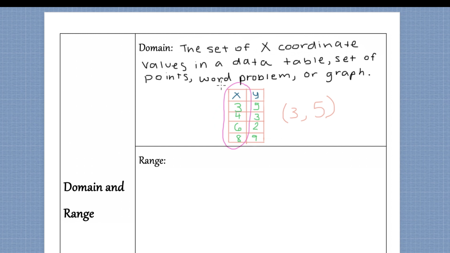And so the domain of this would be 3, 4, 6, 8. So let me write that out here. And you will write them in these parentheses. So they will be 3, 4, 6, and 8. And you can see in this data point that the x-coordinate is 3, and so the domain would just be 3.